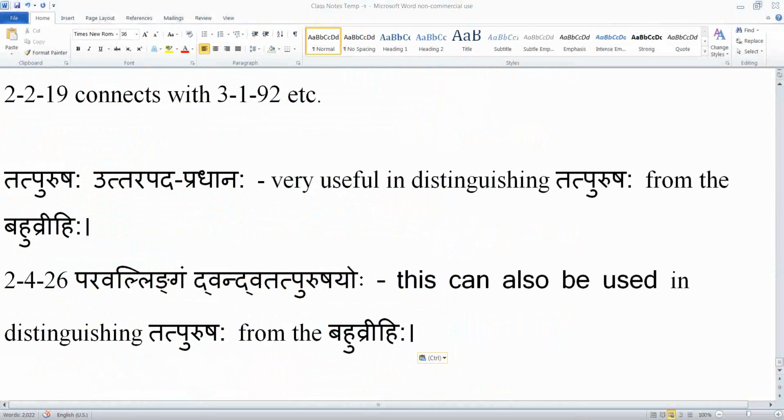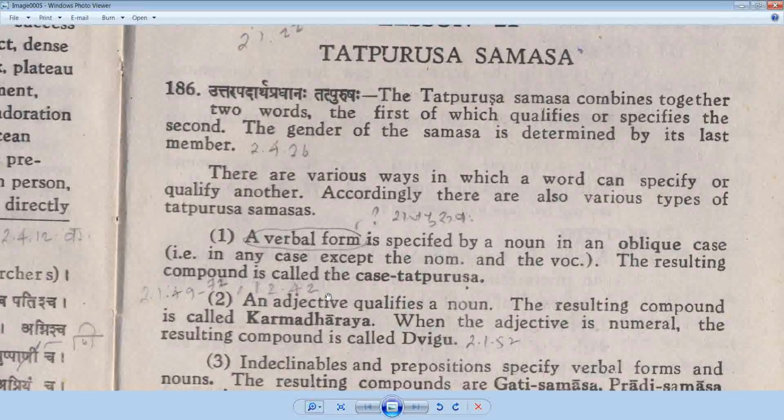Okay. The next thing in the book that he talks about, simple points, but these are useful to keep in mind. The more ammunition you have, the more you can make an educated guess on what the compound is about. Then there are various ways in which a word can specify. Accordingly, there are also various types. Now, I don't know what this is, by the way. I don't know what verbal form. I don't know why it says verbal form.